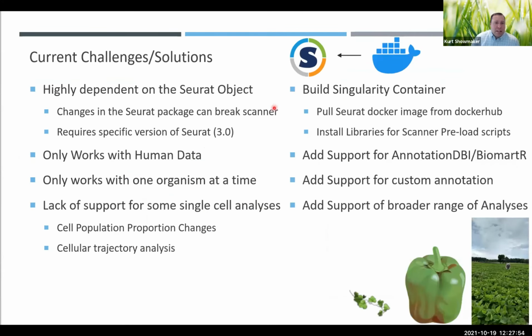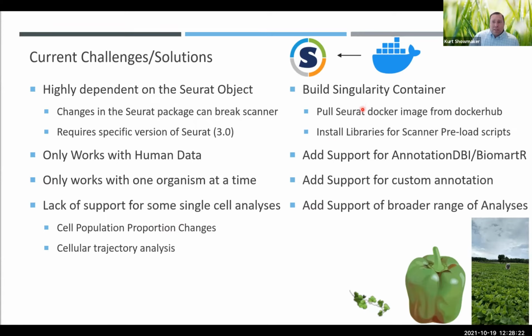Some of the current challenges we've faced and solutions. Well, the challenges are that Scanner was highly dependent on the Seurat object. So it had to be a specific version of Seurat, otherwise Scanner did not know how to handle small changes. It only works with human data at the moment, only works with one organism at a time, and it lacks support for some single cell analysis like cell population proportion changes and cellular trajectory analysis.